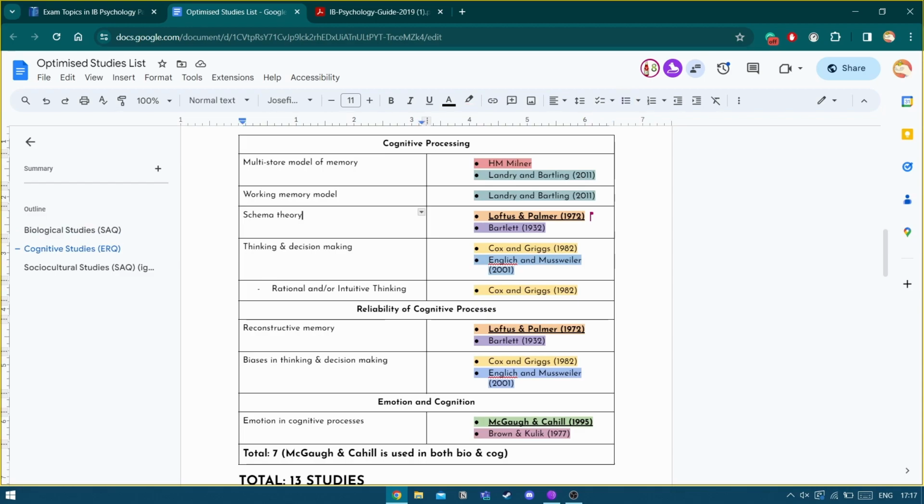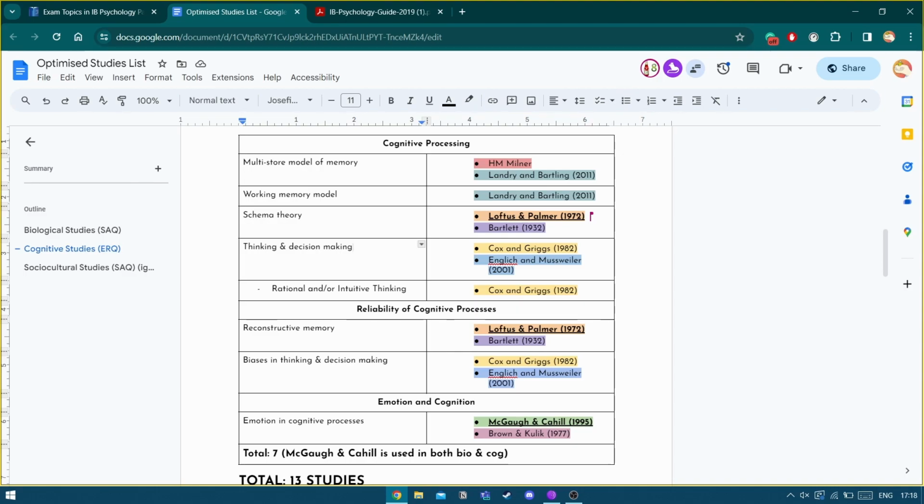And you'll notice schema theory, biases, and reconstructive memory. They both use Loftus and Palmer and Bartlett. And why is that? Because Loftus and Palmer, mainly it's reconstructive memory, right? But the theory behind reconstructive memory is that schemas are used to fill in information that we may not know. And so this is also essentially what the Bartlett study claims. I'm sorry if that was a horrible explanation. I don't really care.